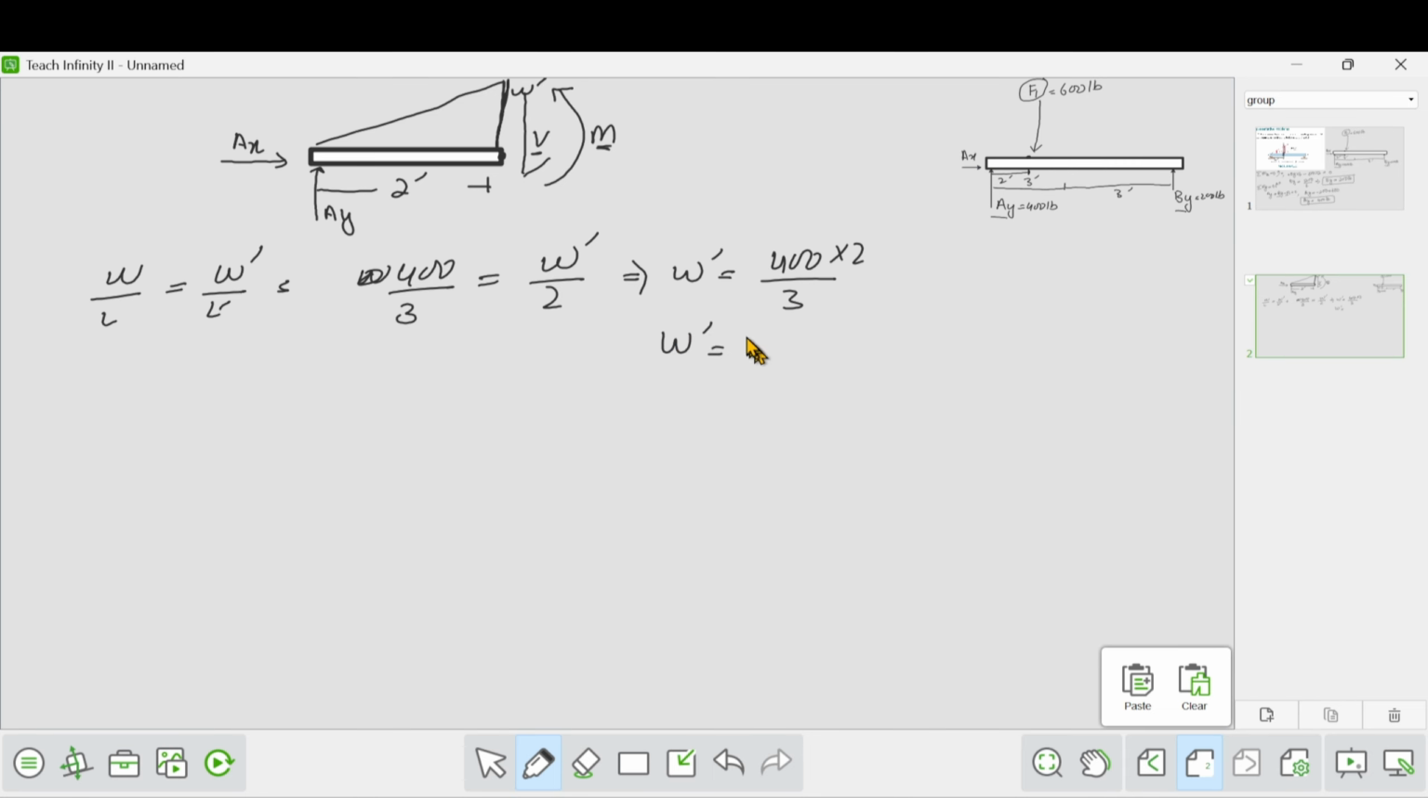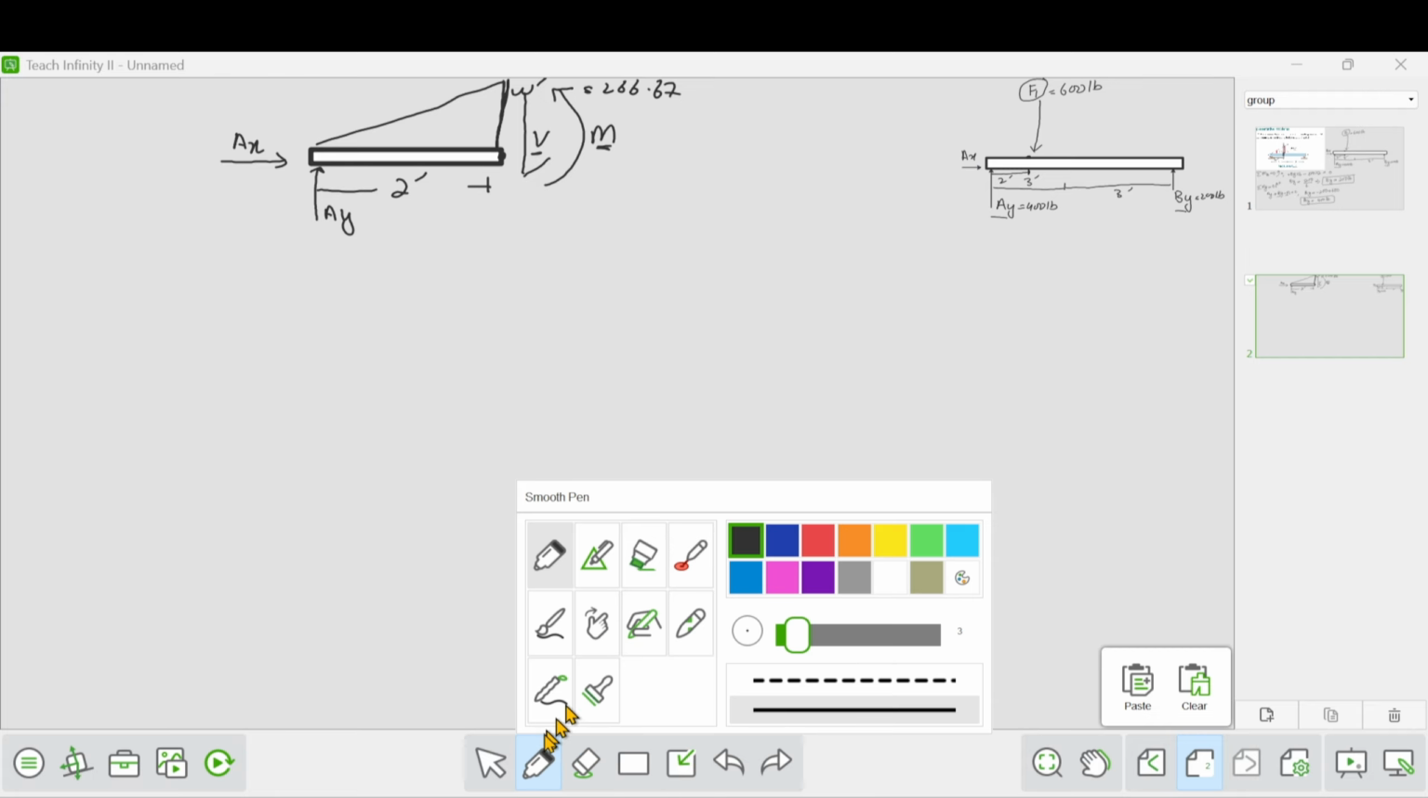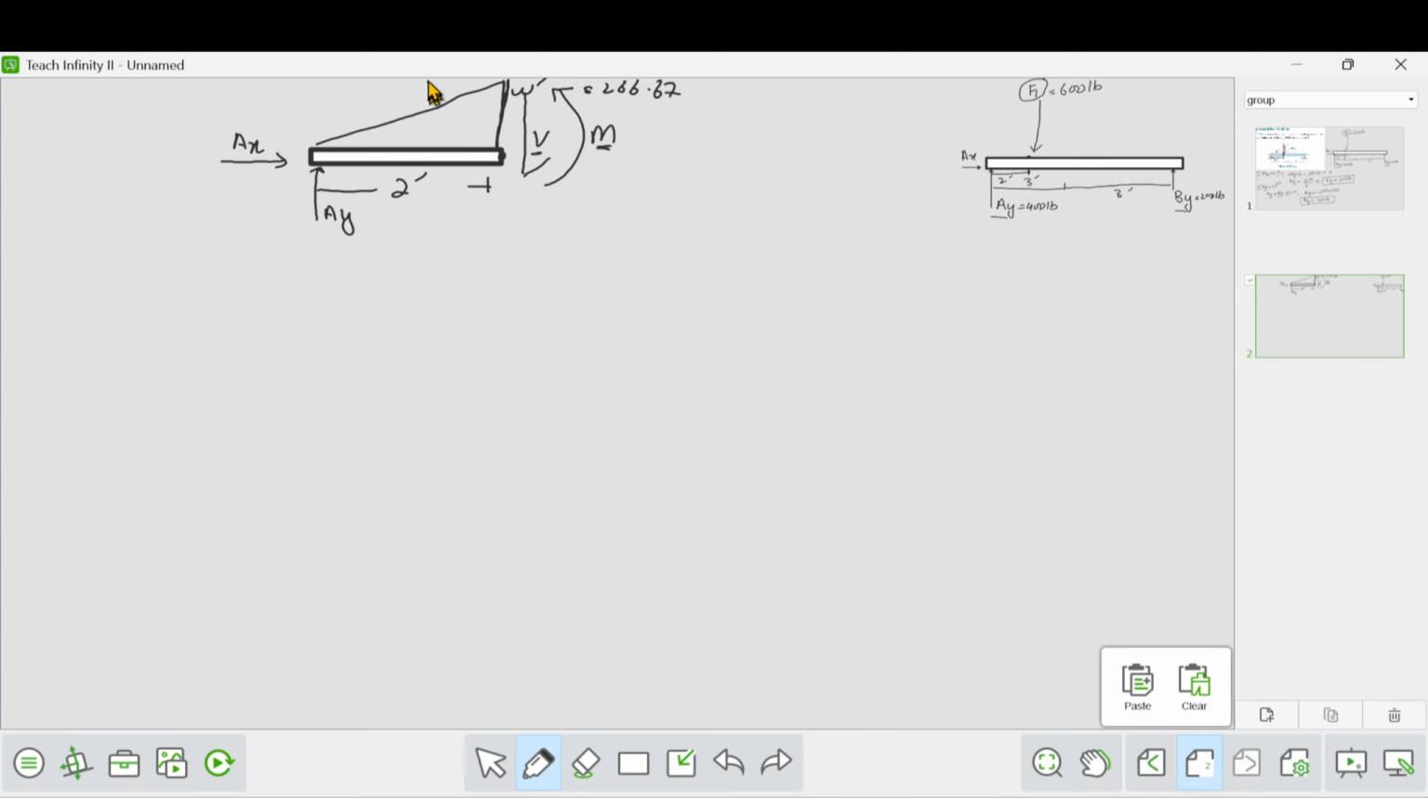So omega dash will equal 266.67 pounds per feet. I have found this omega as 266.67. I find the accumulation of this load at the center of this triangular loading. Okay, so for omega dash, let's say this is F2. So what will be the F2? F2 is equal to omega dash into L divided by 2.